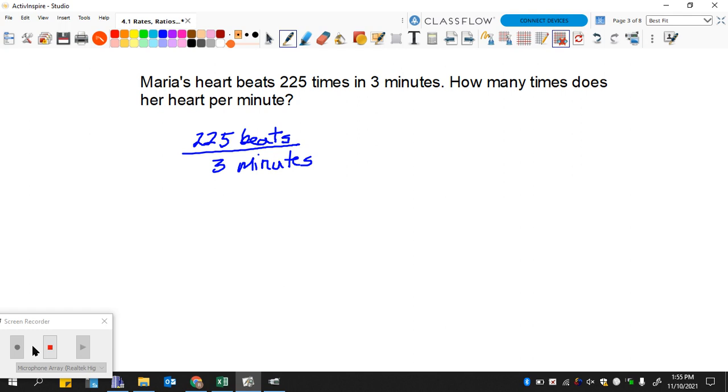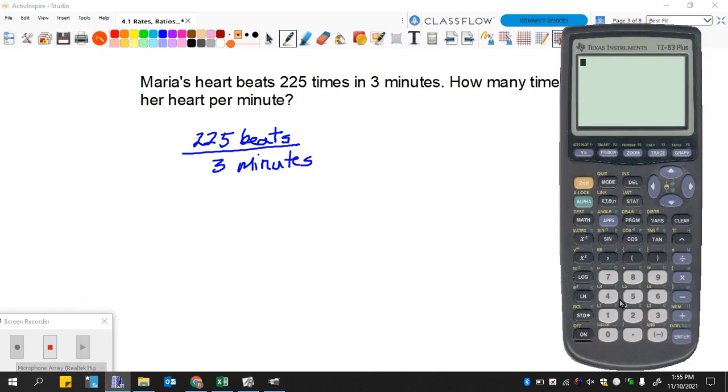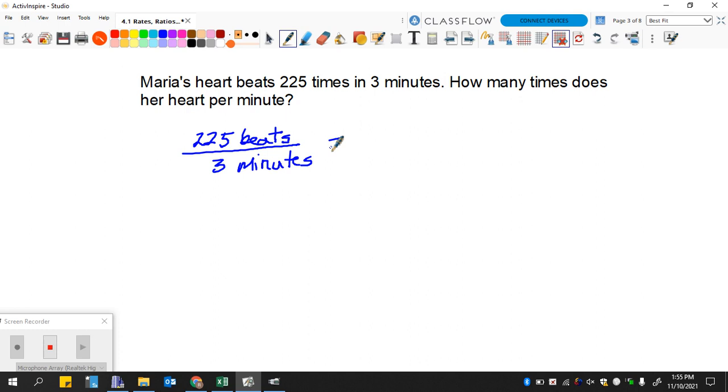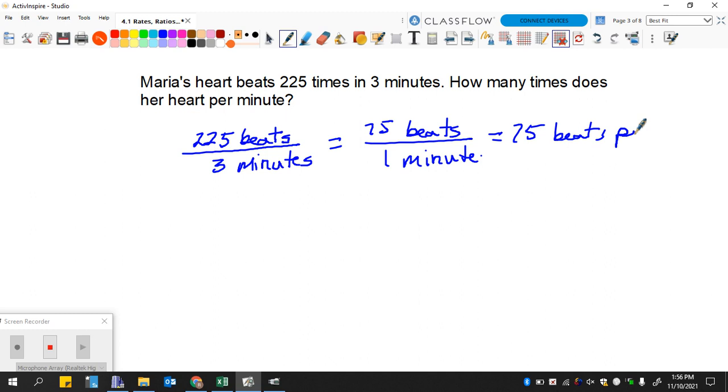So when we divide that, we can use a calculator here. 225 divided by 3 equals 75 beats in 1 minute. Which we would normally simplify to 75 beats per minute.